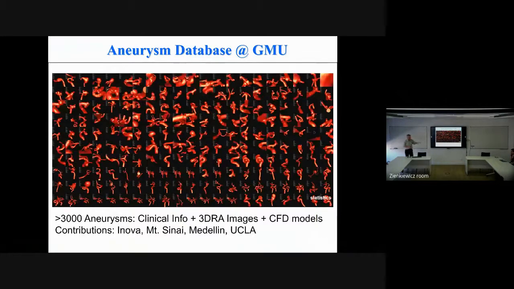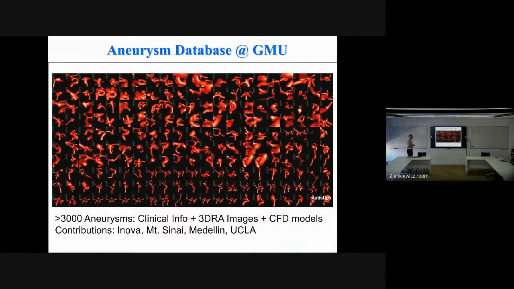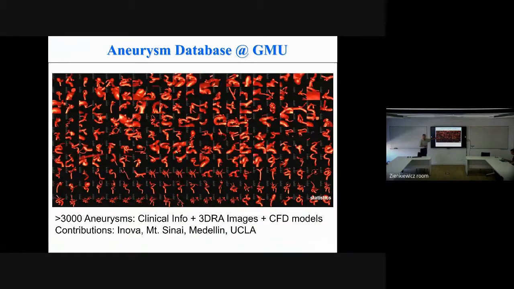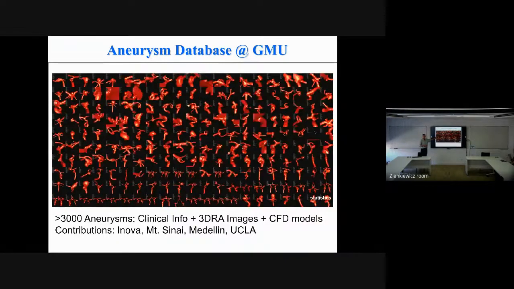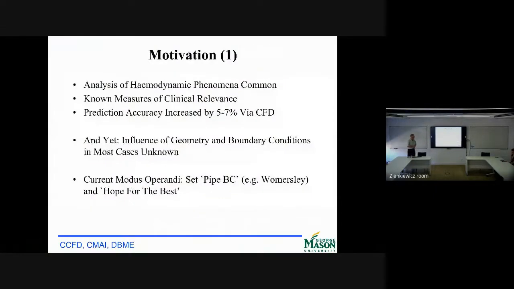We have about 3,000 aneurysms, a database of that. And in all of these cases, we really don't know how well the boundary conditions are. Okay. And what I'm trying to say by that is that we know by now that this has had a huge impact. We can predict the rupture of an aneurysm with an extra accuracy of about 5 to 7% because of CFD. Okay? But in many cases, we don't know how good or how sensitive the inflow boundary conditions are to the clinical measures that we are measuring in the aneurysm.